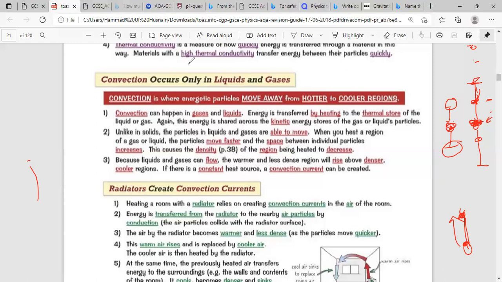Basically, we have a formula for density. Let me write it for you so that you can be a bit more clear with it. We represent density by rho, and it is usually equal to the mass per unit volume. That is, how much mass of a substance is contained in a certain amount of volume.